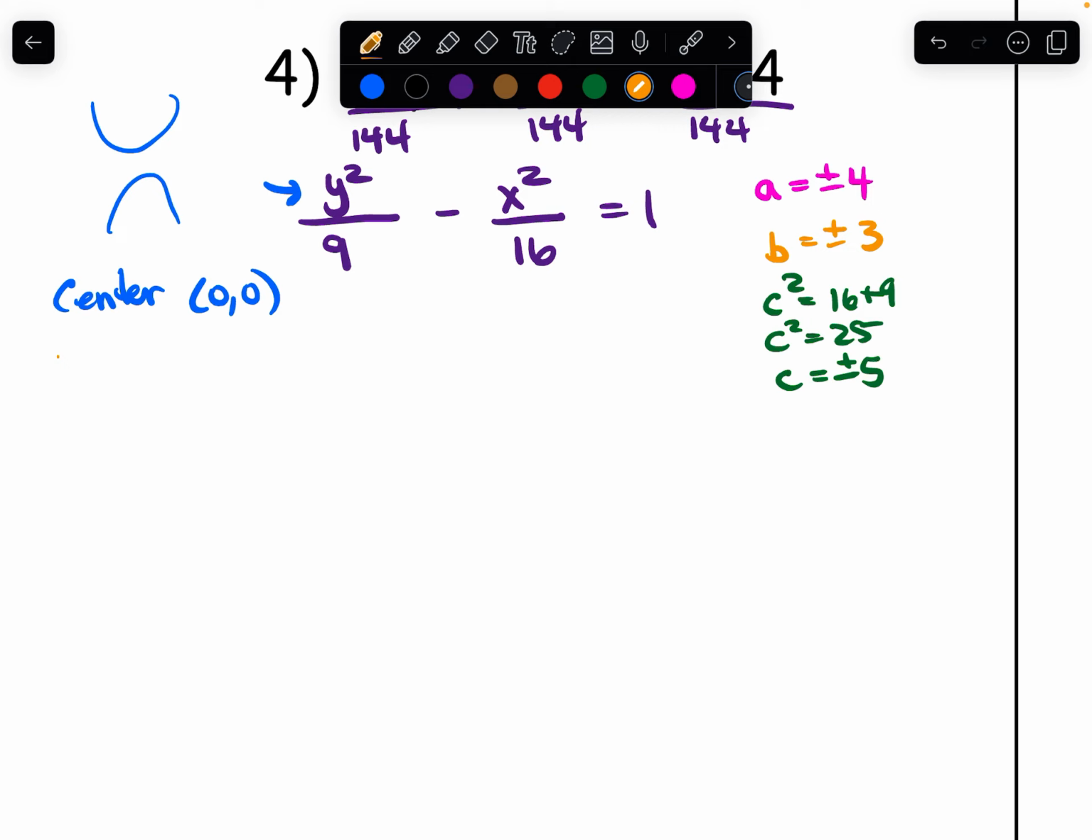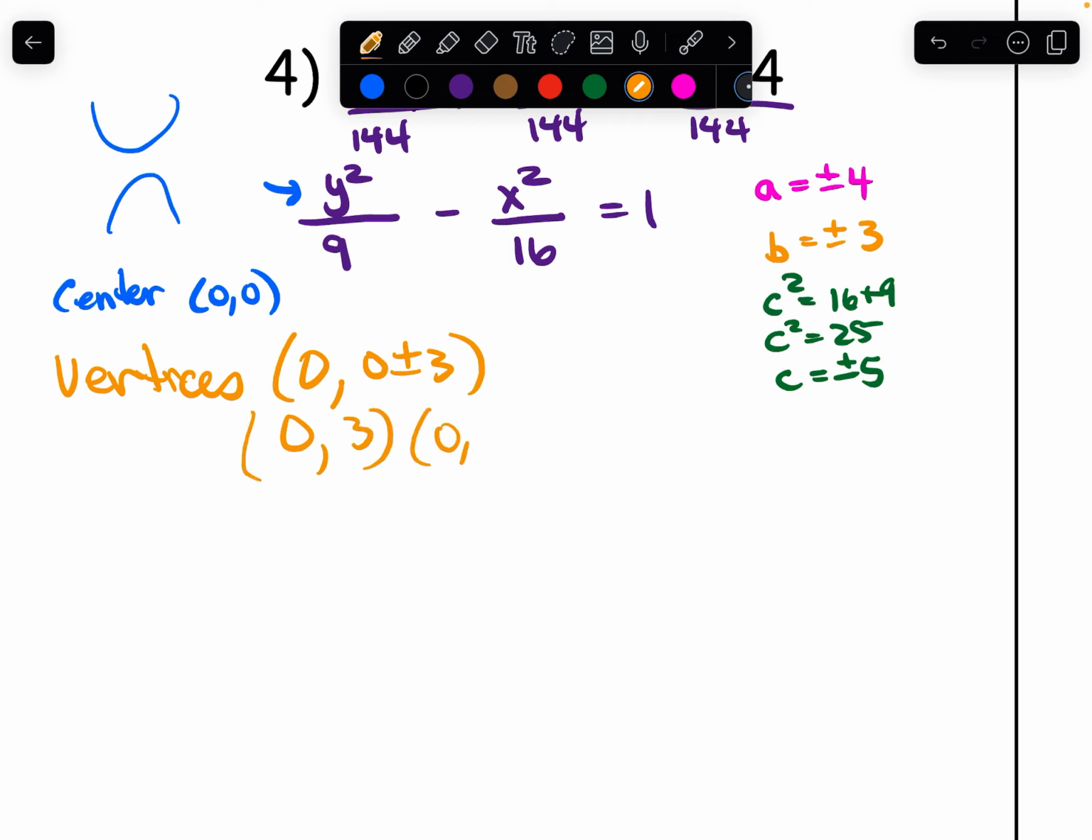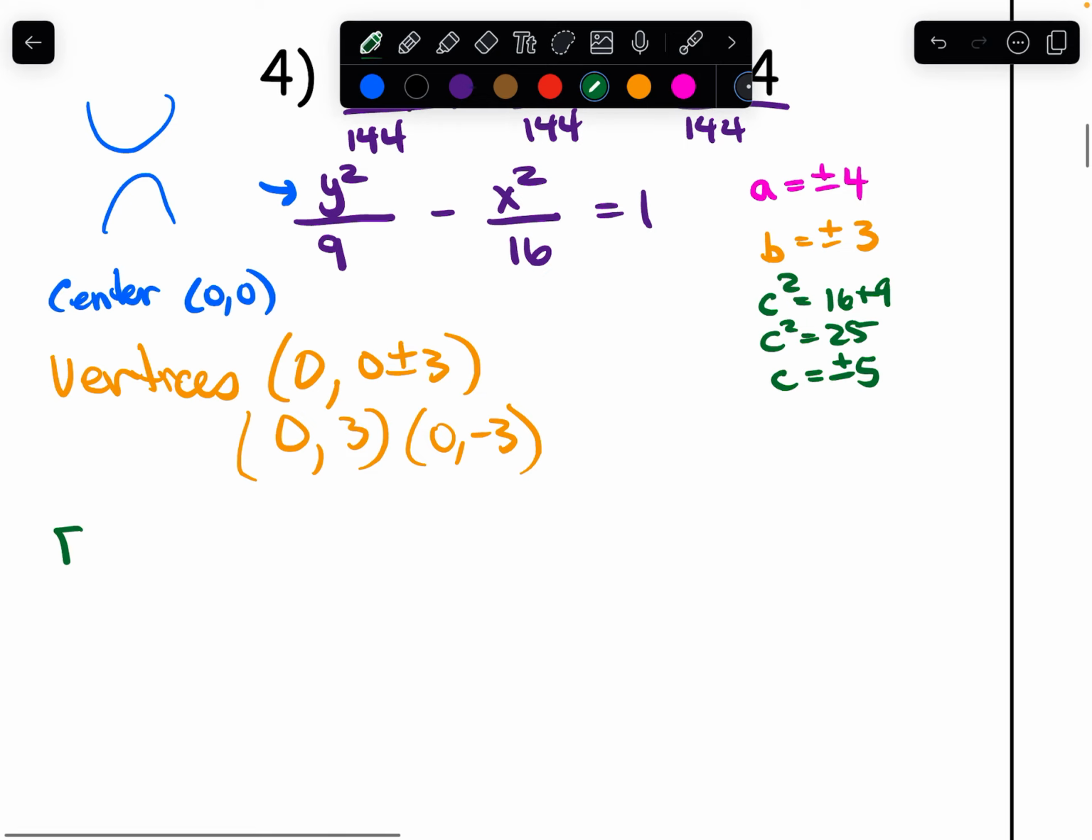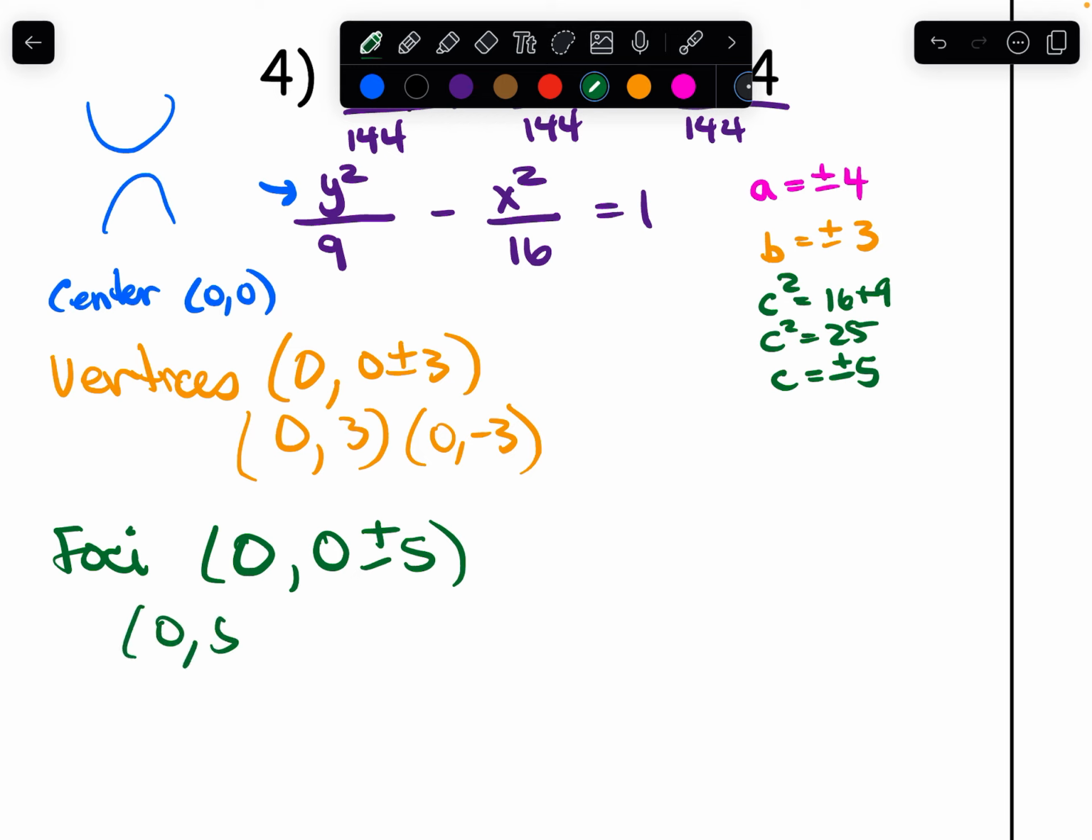So my vertices, the y value is what changes. So 0 plus or minus 3. So that gets me 0, 3 and 0, negative 3 for my vertices. My foci, my y value again is what is going to change. So 0 plus or minus 5. So 0, 5 and 0, negative 5.